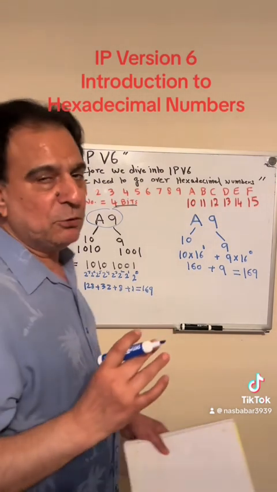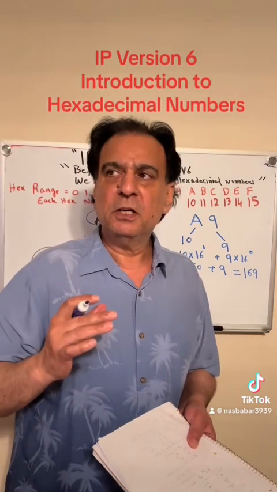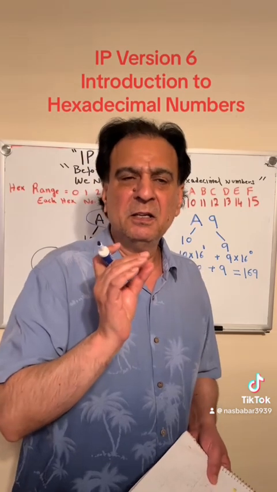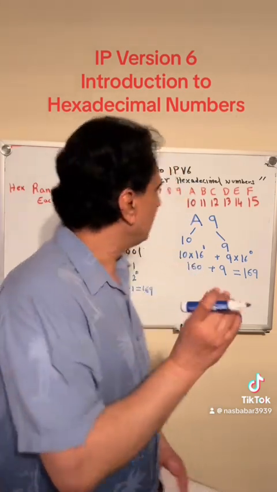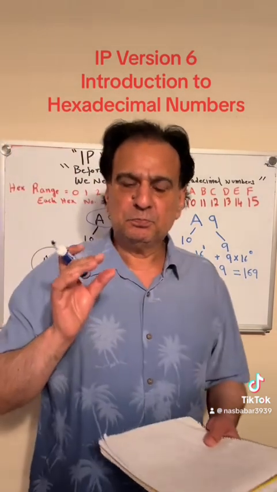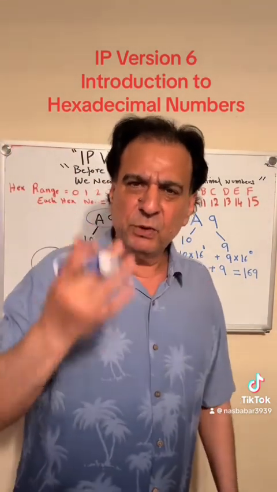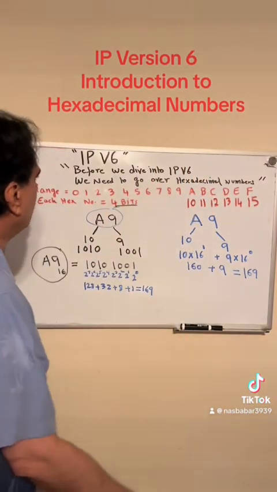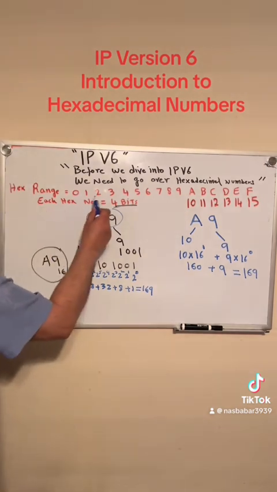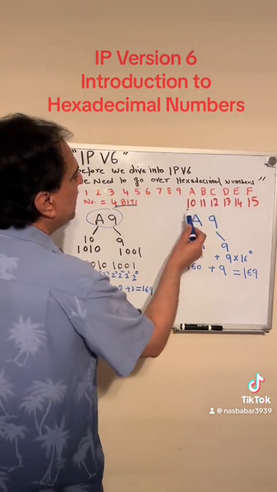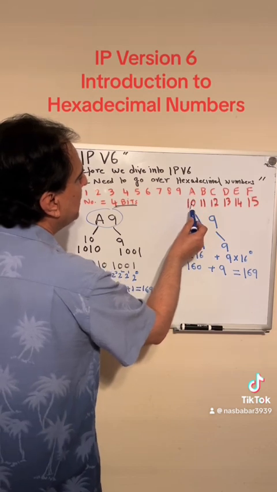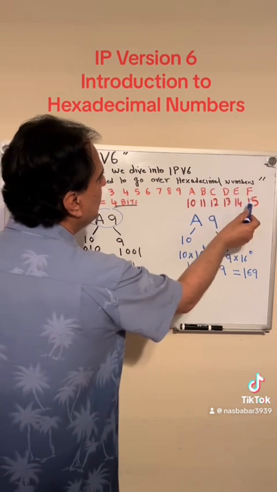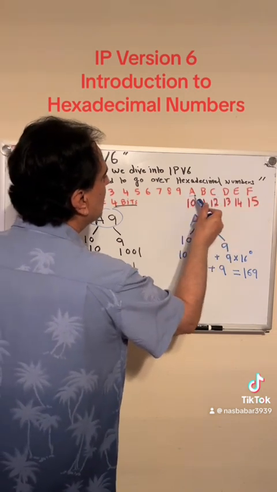The point I'm trying to get across is that in order to learn IPv6, which consists of 128 bits and 8 quartets, and each quartet has hexadecimal numbers, it's really important before we dive into IPv6 to understand hexadecimal numbers. So this is the hex range right here. The only thing is that we convert number 10 to A, 11 to B, 12 to C, 13 to D, 14 to E, 15 to F, and represent it like this.